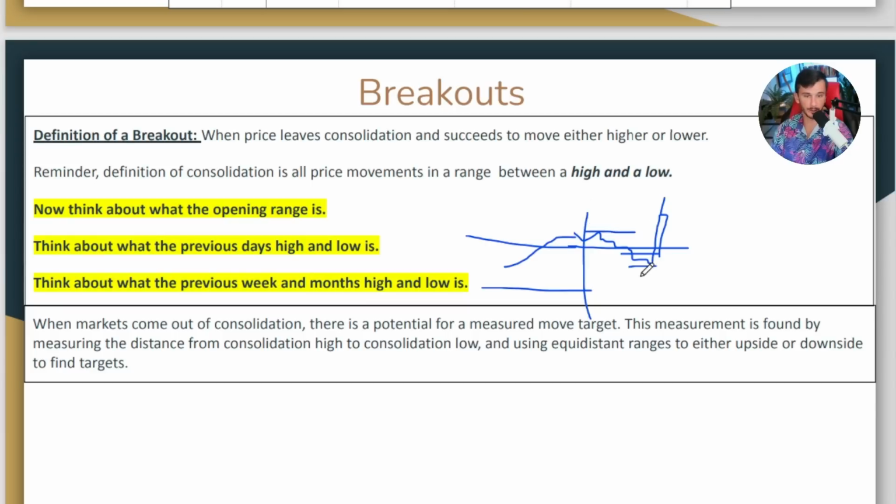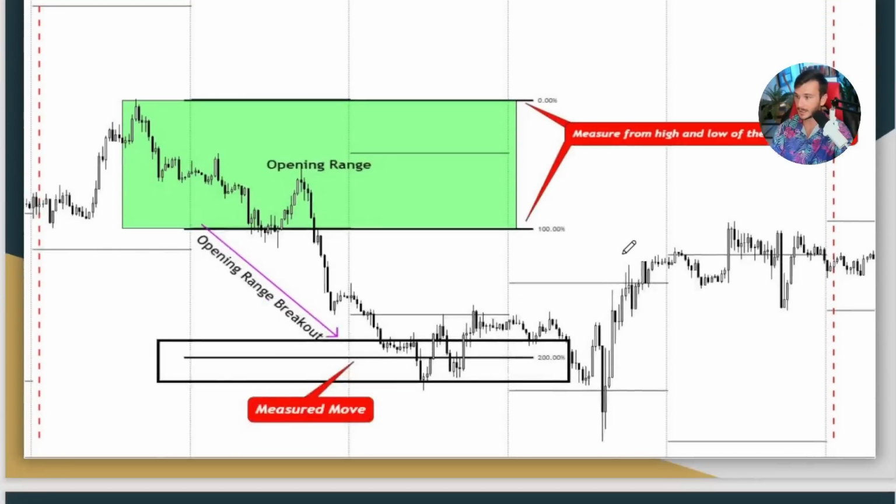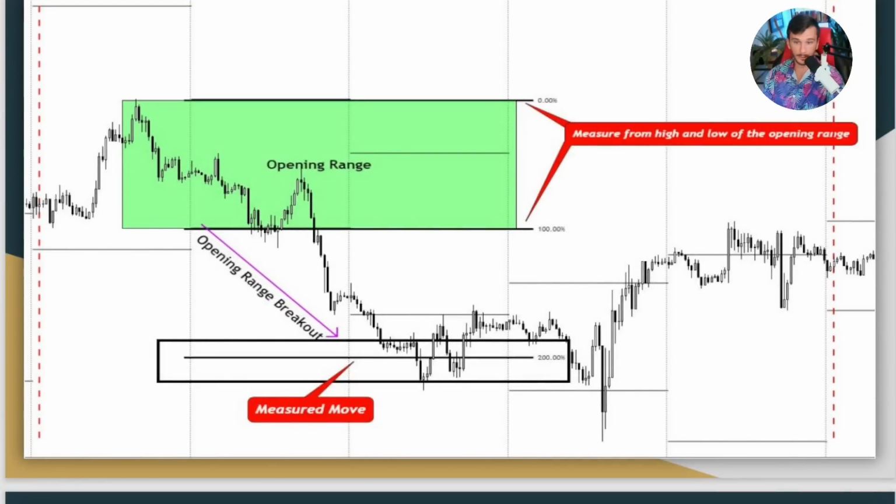We can measure from here to here and find equidistant maneuvers, so like expansions, right? So let's come down here, and yep, that'll explain it better. Where opening range, we have the high and low of Monday, and then it breaks out of that range, and you can see that I've measured here with the little measuring tool, and it's put down equal distant measurements to the downside for potential targets.